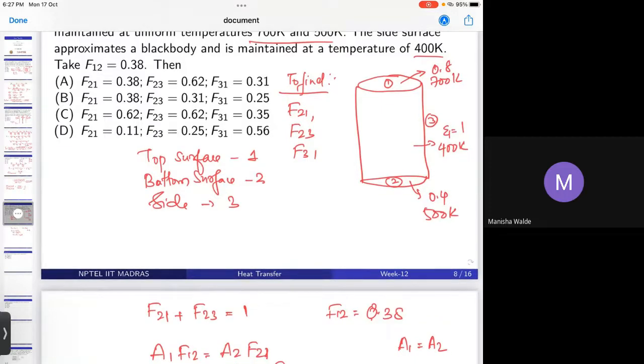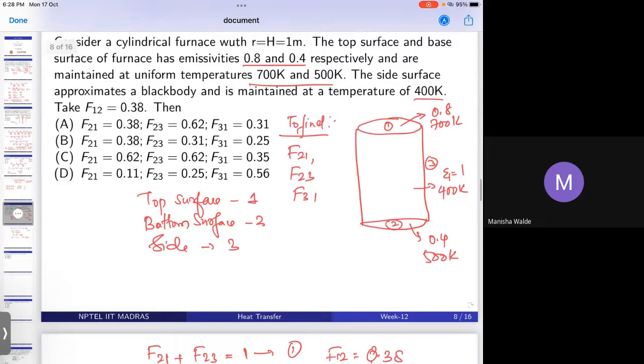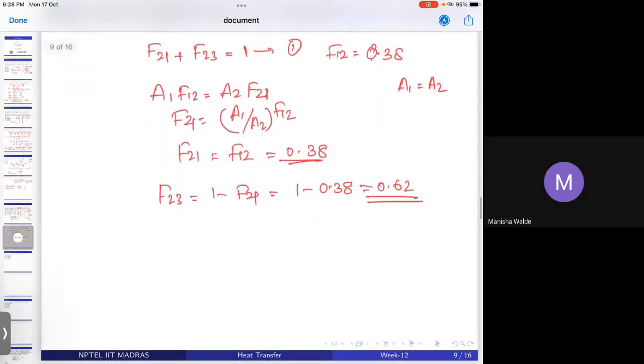Next, we have to find out F23. Okay. So from this equation, we can find F23 because we already found out F21. So F23 is equal to 1 minus F21, which is equal to 1 minus 0.38, which is equal to 0.62. So the second also we calculated. Next is F31. Okay. What is F31?